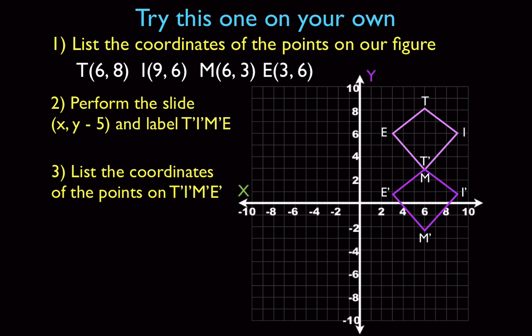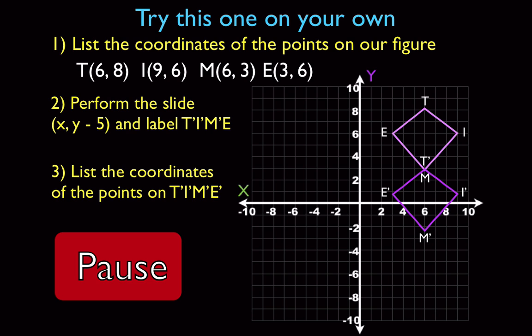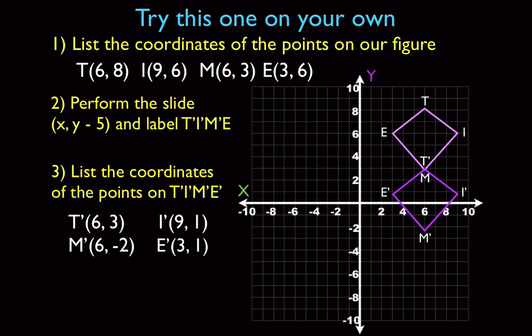Just like before, I want you to go ahead and pause it if you haven't done it already and list out the coordinates for each of those points. Again, you should notice that you're just subtracting 5 from each of the Y's. All right, so hopefully you got this right. We subtract 5 from each of the Y's: 6, 3, 9, 1, 6, negative 2, and 3, 1. And hopefully you can verify that those points do in fact work on the graph.